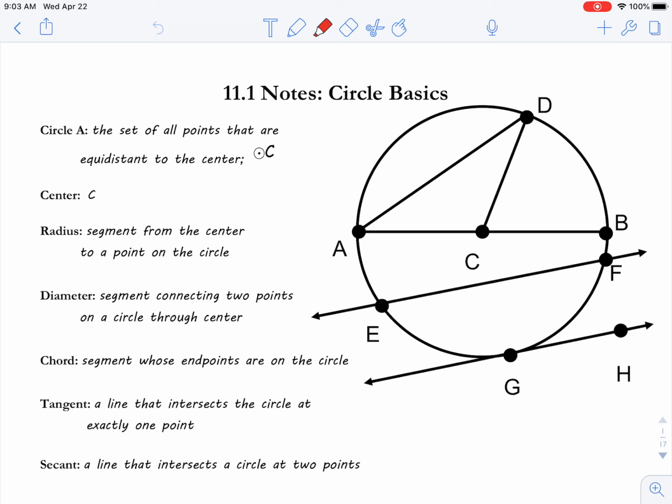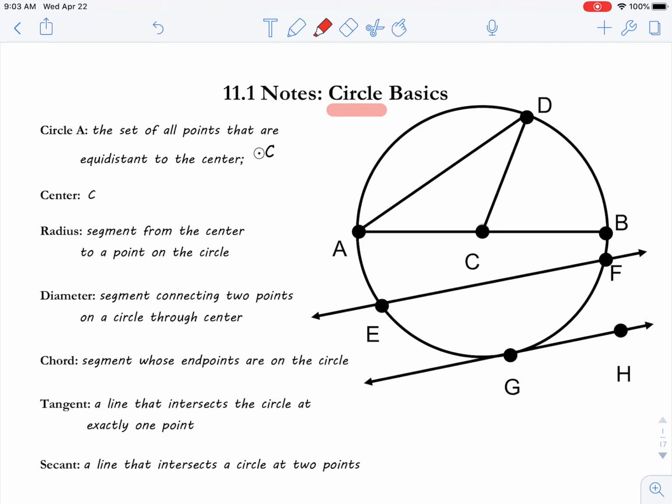Okay, so today we're going to start our last chapter of the school year, and that is chapter 11, and it's all about circles. And so today we're going to just learn some basic things about circles. Some you may already know, some that are new to you. Okay. So a circle is a set of all points that are equidistant from the center.